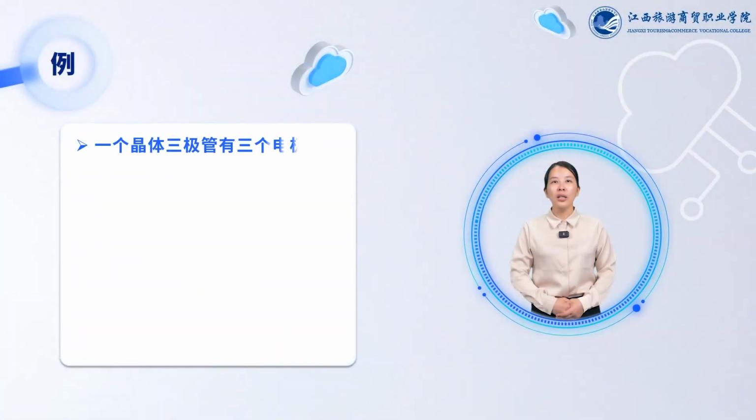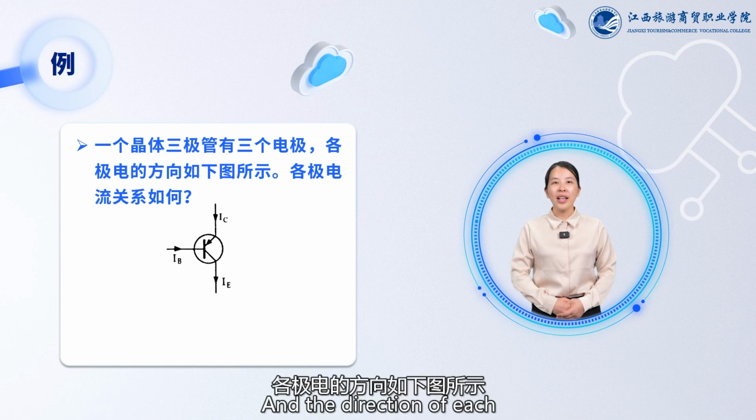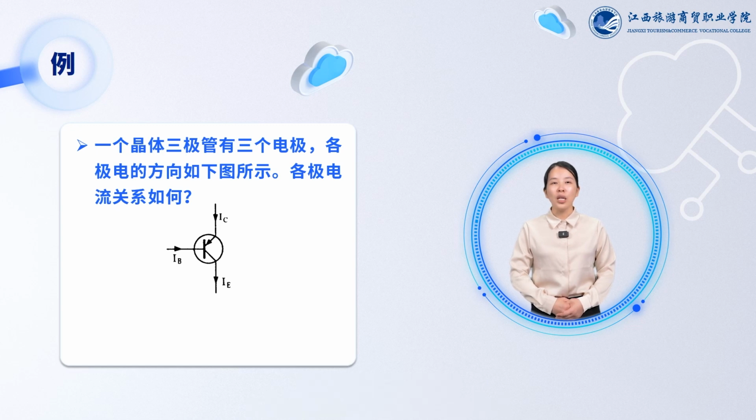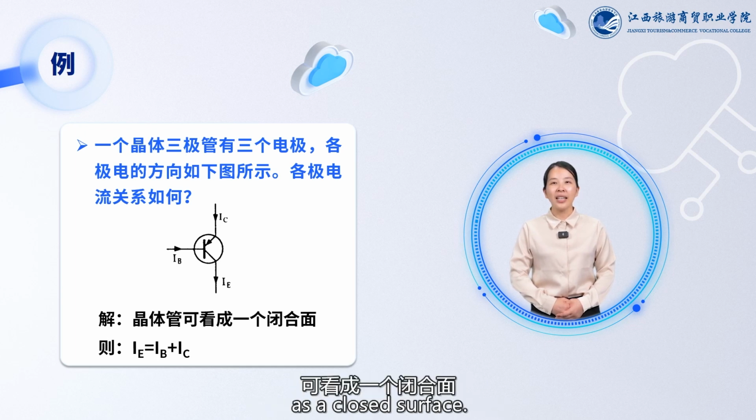For example, a transistor has 3 electrodes, and the direction of each pole is shown in the figure below. What is the current relationship between the poles? Although we haven't studied transistors yet, we can regard the transistor as a closed surface, where IE equals IB plus IC.